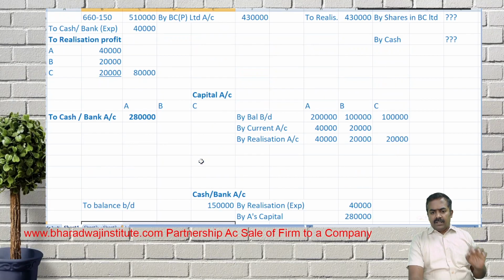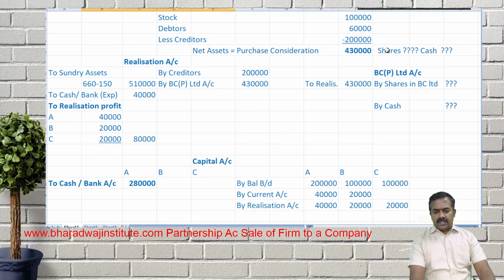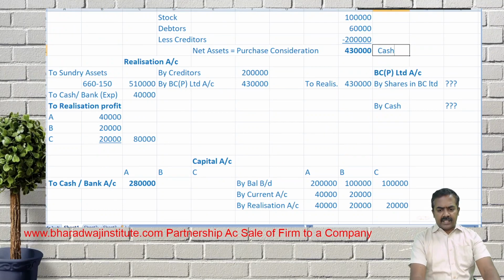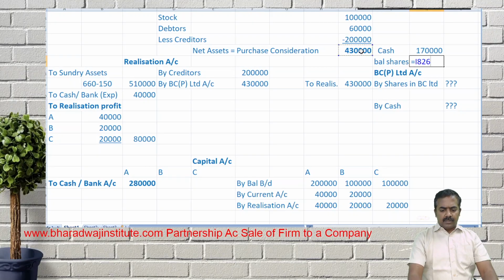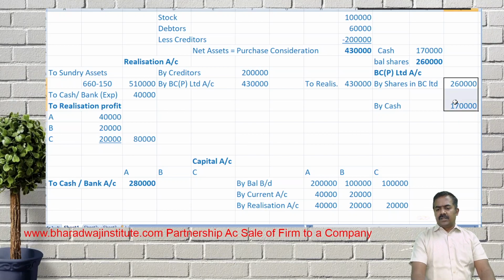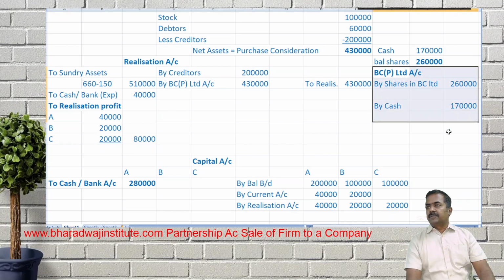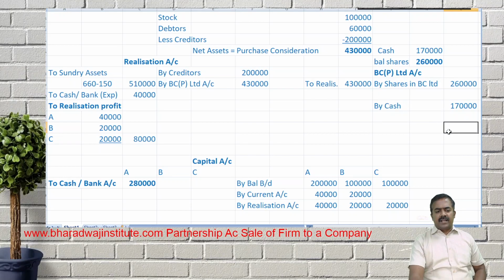Wait. But now when you come to the purchase consideration calculation, what is the cash component? What is the cash component required? 1,70,000. Balance we take in shares. Out of 4,30,000 we'll ask 1,70,000 in cash and the balance in shares. So shares will be 2,60,000. Cash will be 1,70,000. So we cannot do this without preparing which account? Cash account and settling the outgoing partner or retiring partner.